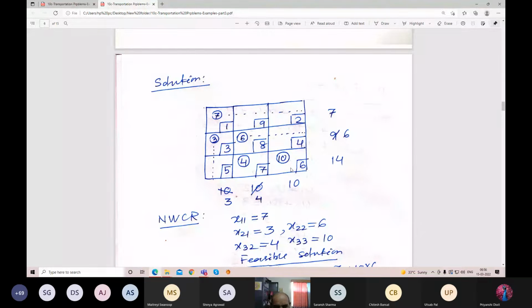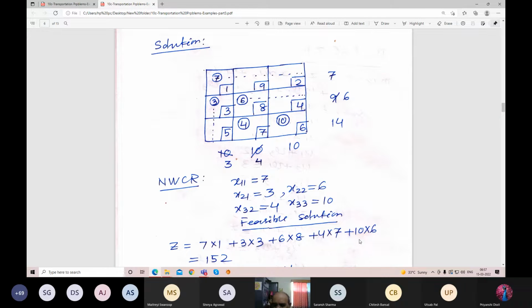Out of 9 cells, 5 are allocated, and there is no allocation to 4 different cells. See cell number C12 no allocation, cell number C13 no allocation, cell number 23 no allocation, cell number 31 no allocation. These 4 cells have no allocation. So we have only 5 allocations, 5 non-zero. This is a basic feasible solution, and as I already mentioned, they are non-zero, the rest are all 0.